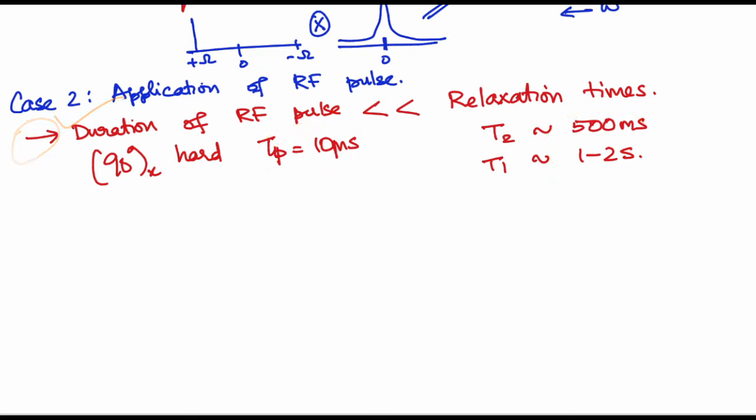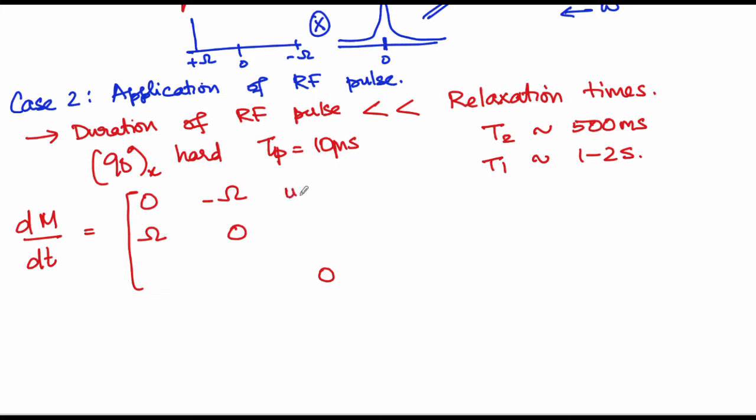Let's rewrite how the Bloch matrix looks. So all the diagonal terms will go to zero. You have the off-diagonal term, which will be minus omega and plus capital omega. Then you have omega 1 sine phi, where phi is the phase with respect to the x-axis.